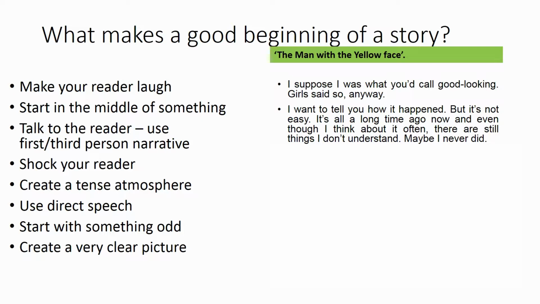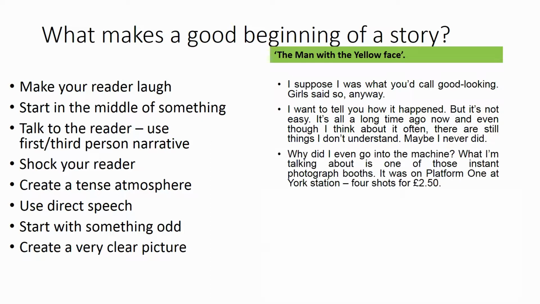I spoke about talking to the reader, and he uses a lot of I. Even the example with making your reader laugh is also talking to us and using first person narrative. So he says, I suppose I was what you'd call good looking. A girl said so anyway. It's as if he's speaking to a friend. So that's going to draw us in, and it is going to be very effective. Shock your reader. He uses a rhetorical question. We know that anytime you use a rhetorical question, that is going to instantly create that connection with the reader.